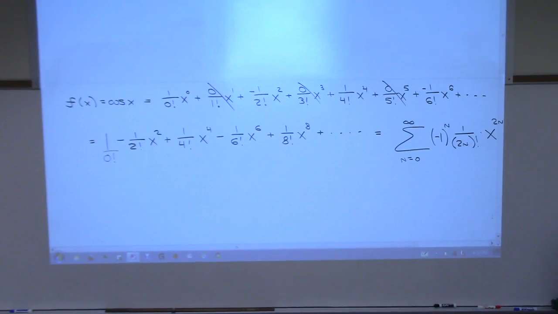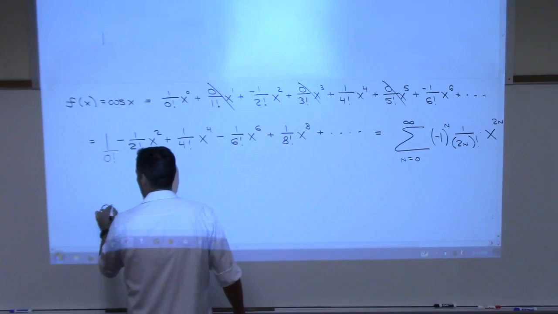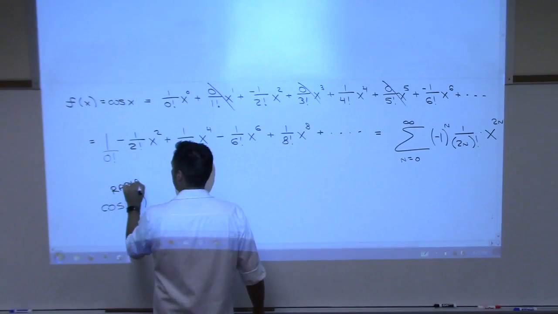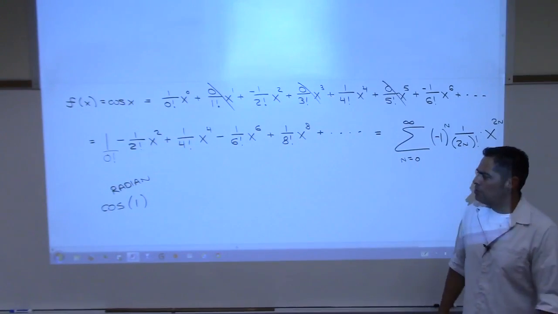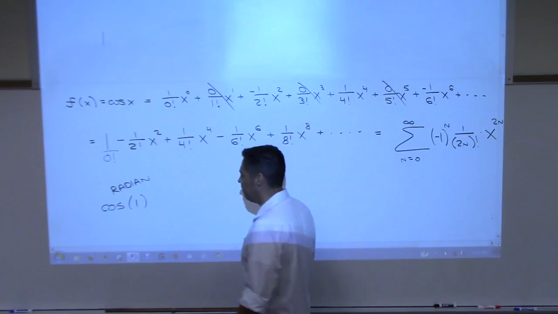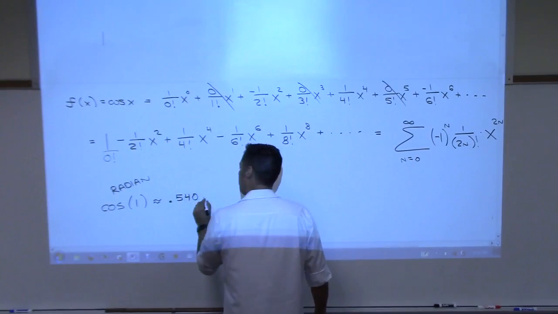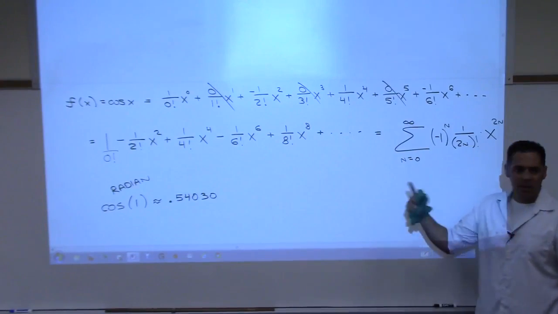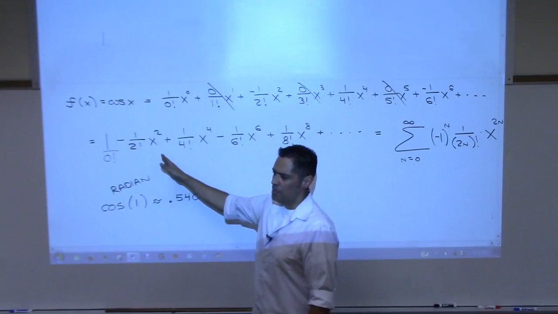Now, let's not lose sight of something here. If you get on your calculator right now, somebody get their calculator out real quick. Okay, just make sure you're in radian mode. Do cosine of 1 on your calculator and tell me what you get. Cosine of 1? 0.540, 30, something like that? Yeah. Okay. What I claim is that this is going to give you the same thing.